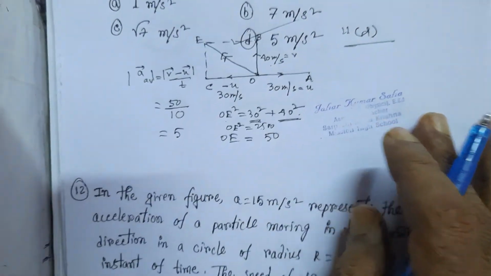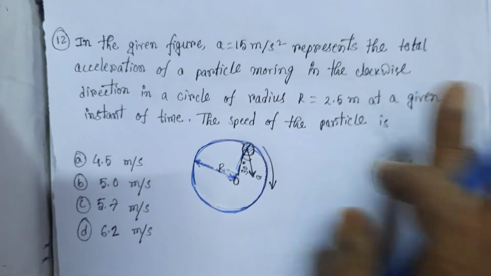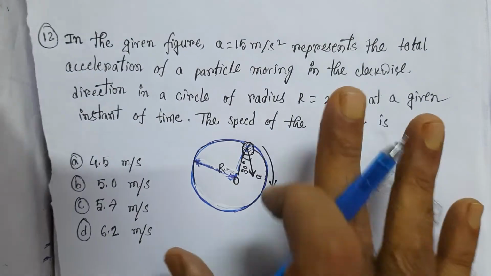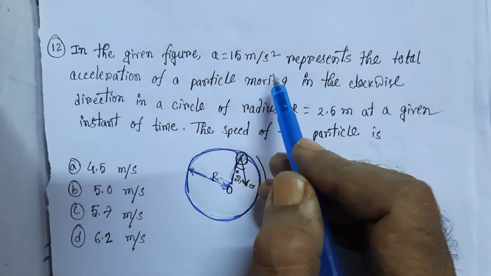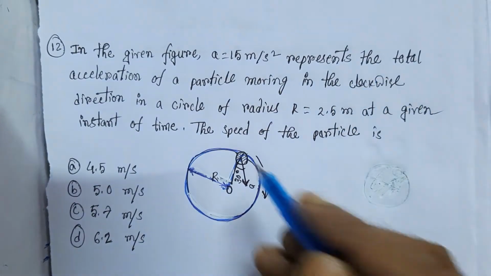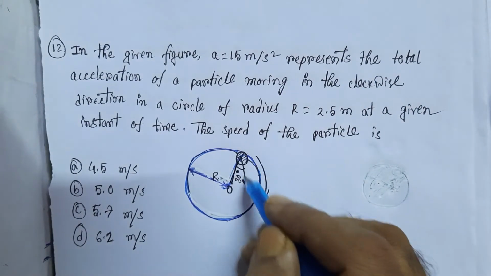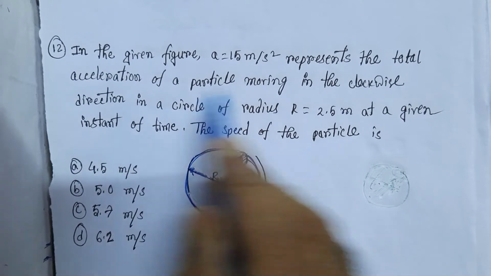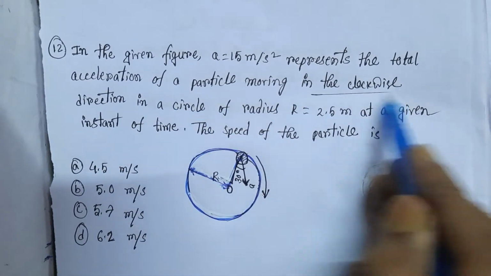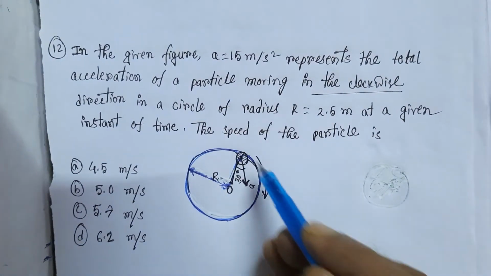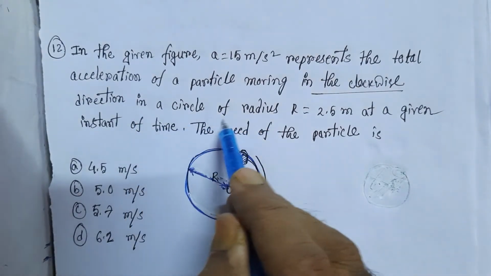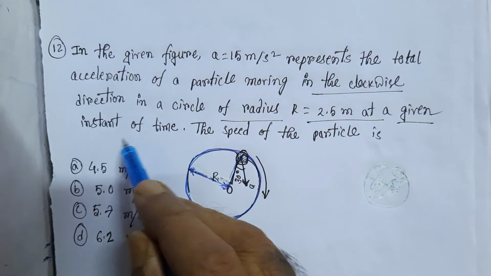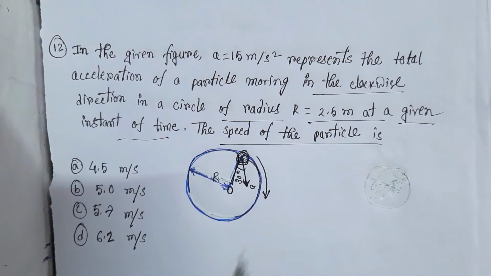Now let us see question number 12. It is also a question from mechanics. In the given figure, A equals 15 meters per second square represents the total acceleration of a particle moving in a clockwise direction. A particle is moving in a clockwise direction in a circle of radius 2.5 meters. At an instant of time, the speed of the particle.